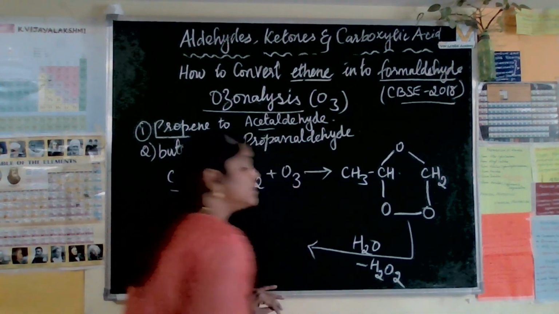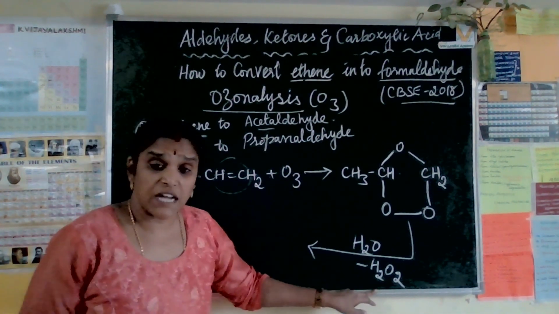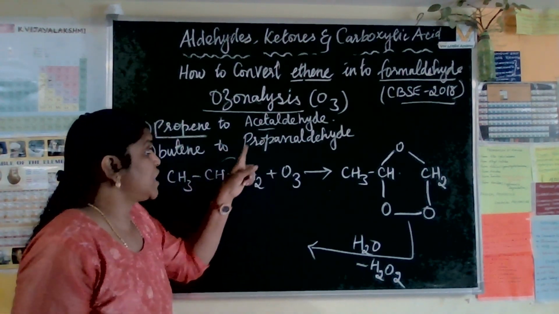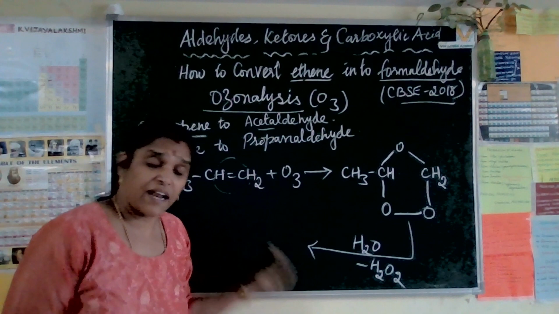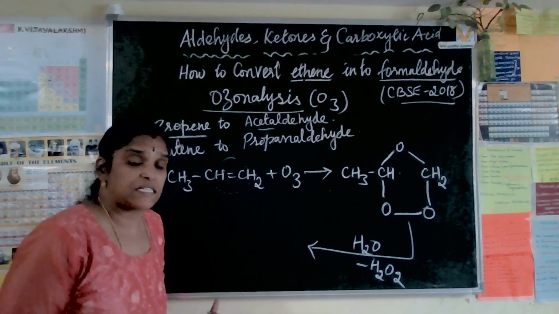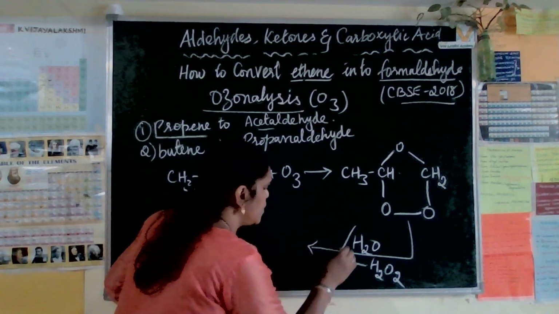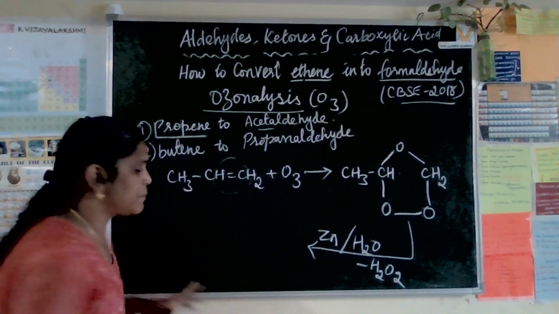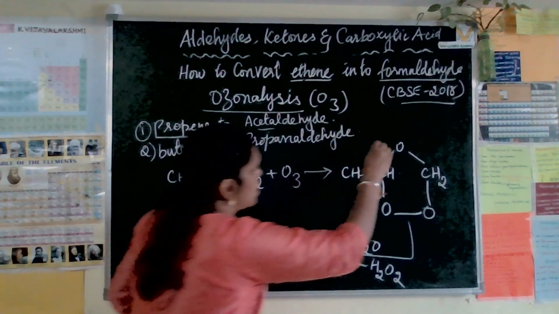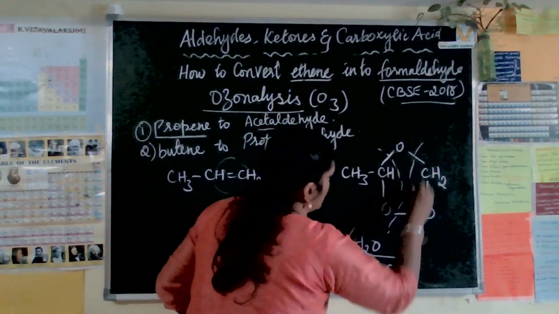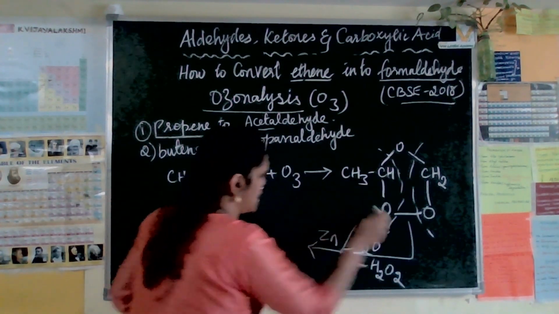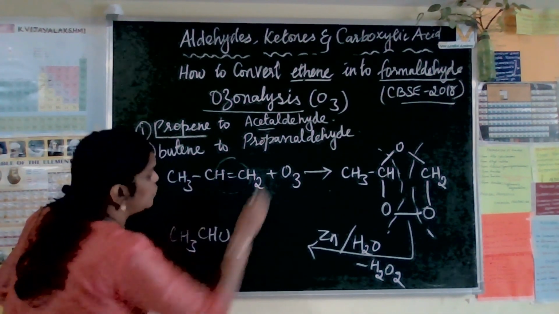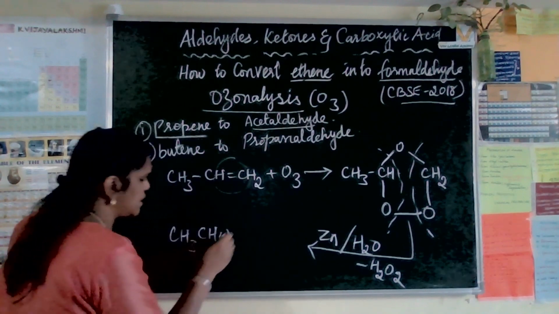You get H2O2. This H2O2 is a very good oxidizing agent, so it would convert the aldehyde into carboxylic acid. That means you would get acetic acid, acetaldehyde and then again acetic acid. To avoid that, what do we add? Zinc. Now why do we add zinc? I think you will come to know. As I break the ring, you get CH3CHO. We want acetaldehyde, and yes, we got it.